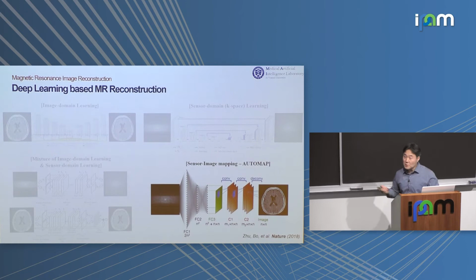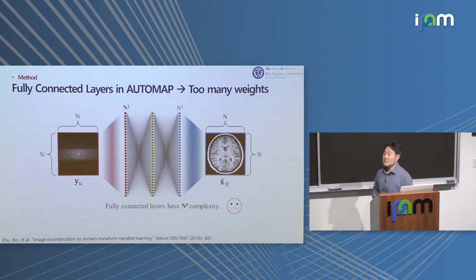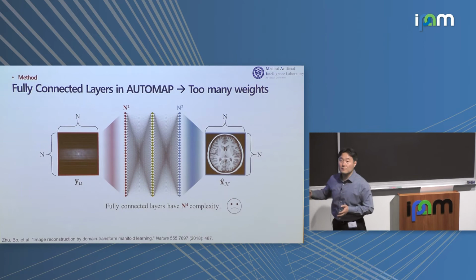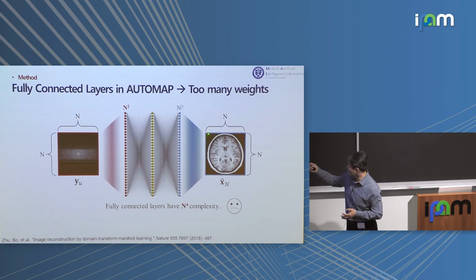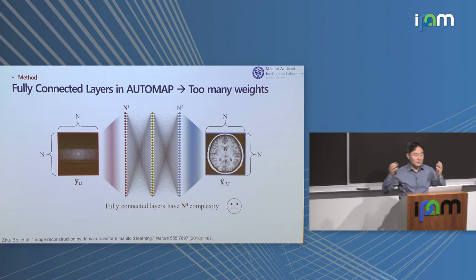And it performs well, but as I explained, the complexity is too high because they have to learn the Fourier transform itself using these fully connected layers. Each point in the k-space has an effect on every place in the image domain. So they have a lot of nodes and connections. So that adds up to very high complexity.